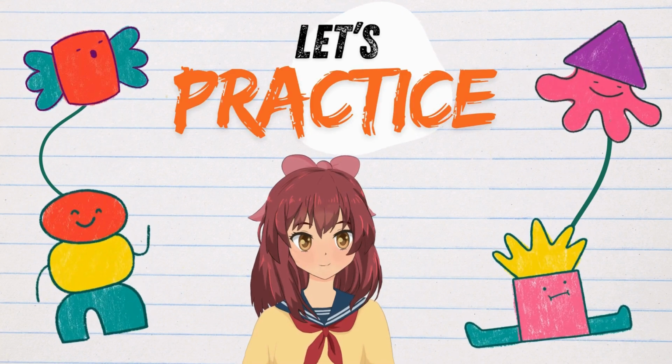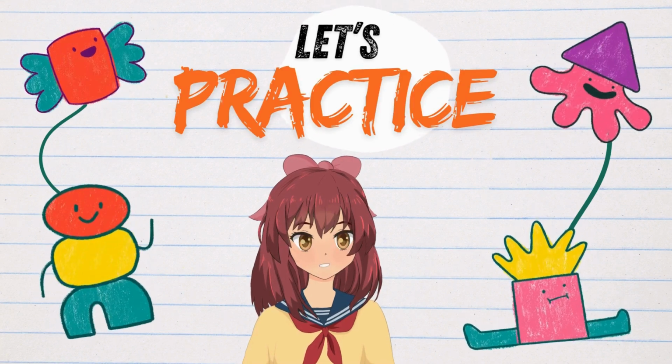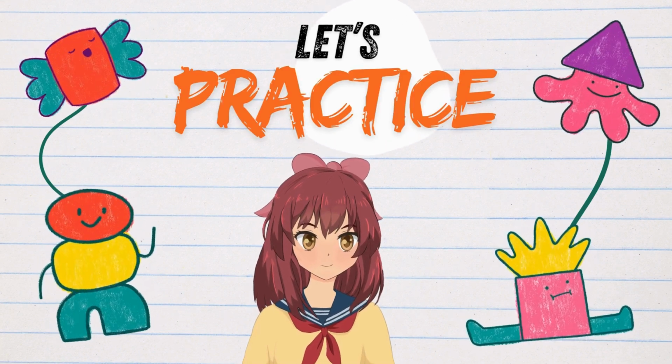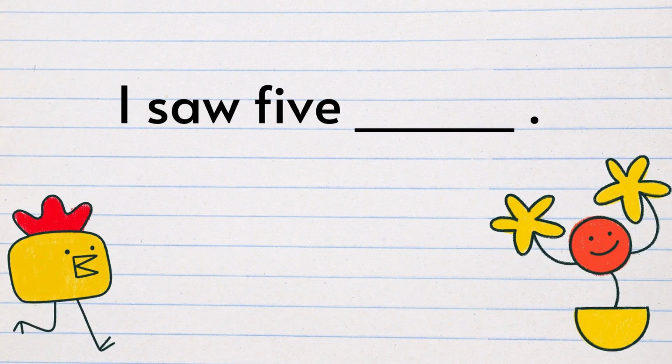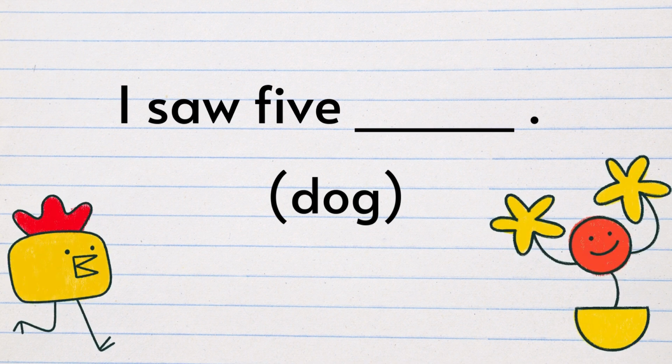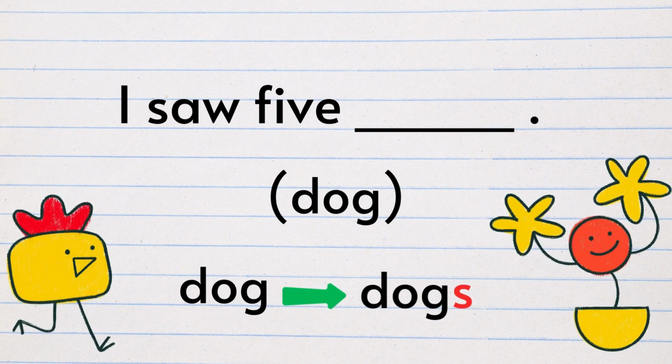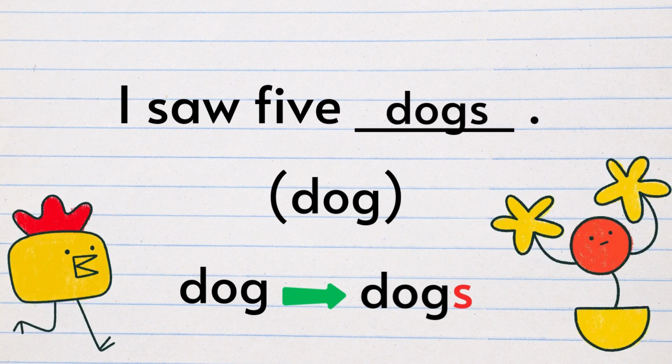Now we are going to practice making singular nouns into plural nouns. Let's begin with this sentence. I saw five. What's the plural of dog? That's right. Dogs. So, the sentence will be, I saw five dogs. Great job!